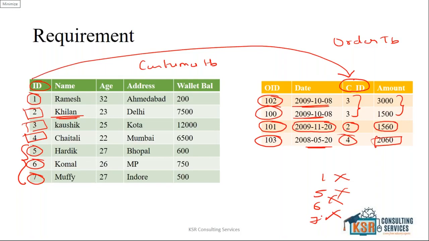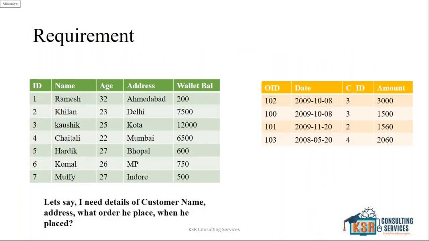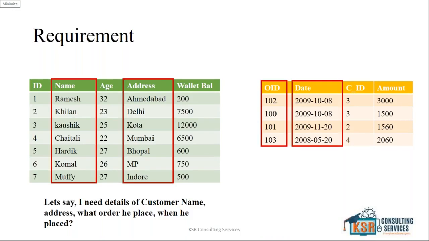Okay, but my requirement is straightforward. When I have the customer table and the sales table or order table, I need to get customer name and address from the left table, or maybe the green table which you're seeing on the screen, and I want to get the order ID and order date from this table. How can I do it? The highlighted one is my requirement.